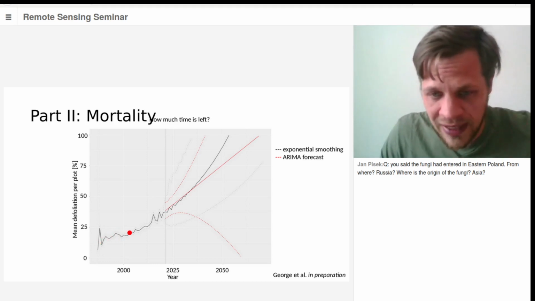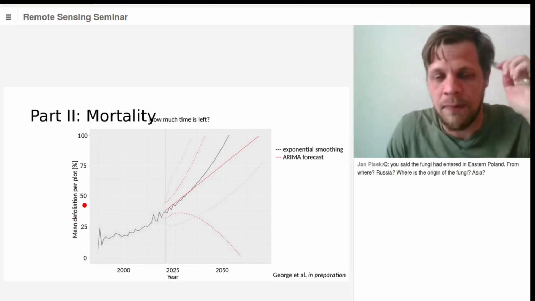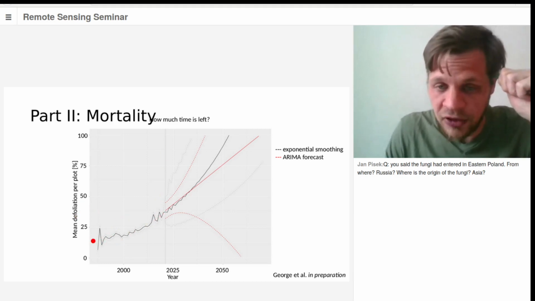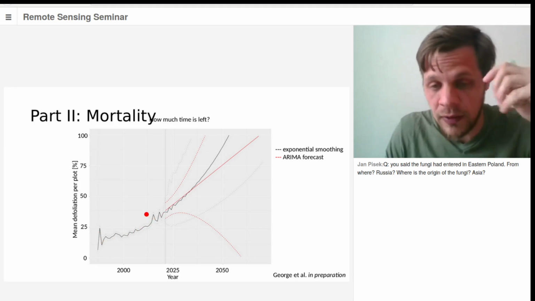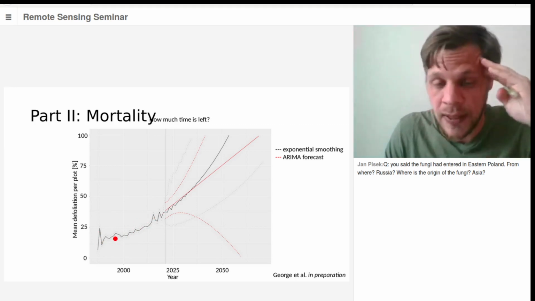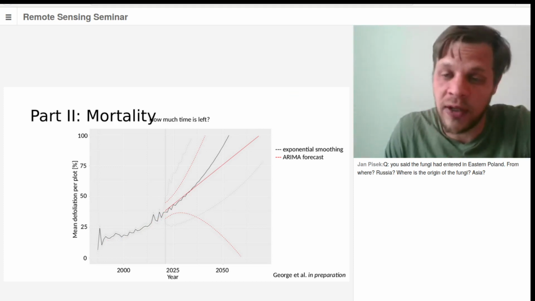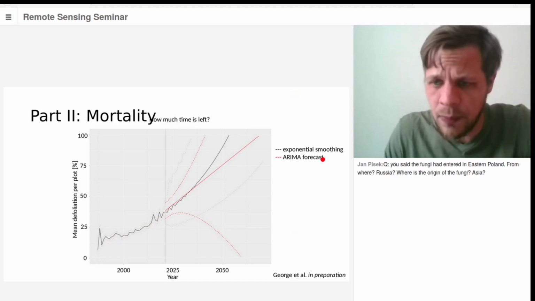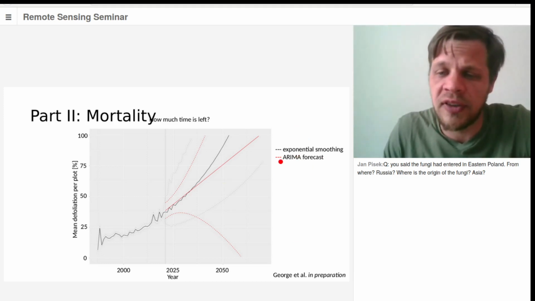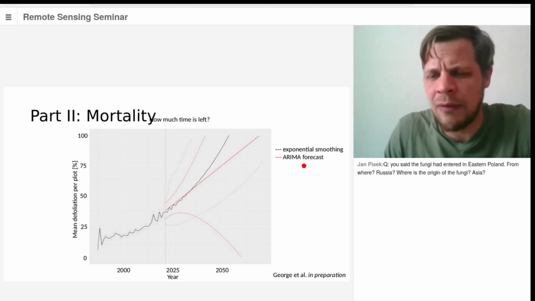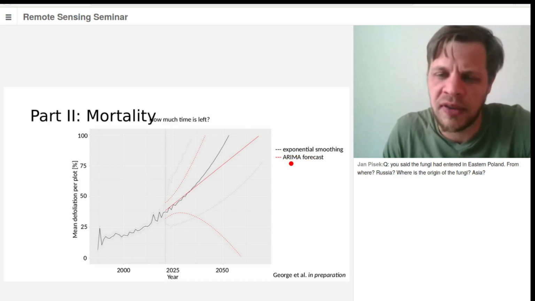So this black line here, until this gray vertical line, is the currently observed mean defoliation per plot. It takes into account all the member countries, and you see there's a very significant increasing trend. From this time point, 2020, we simply forecasted it into the future with two different models. One we used is exponential smoothing, and the second is this ARIMA forecast. It's a little bit more sophisticated, but also more complicated in choosing the right parameters.